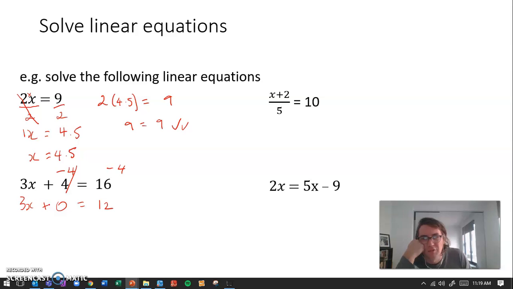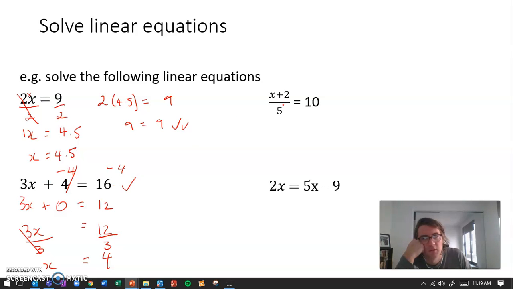3x plus 0 is just 3x, so I don't need to worry about the 0 anymore. It's times by 3 there, so the opposite of that is divide by 3. That cancels out and leaves me with x is equal to 4. And you can substitute that in there. 3 times 4 is 12. 12 plus 4 is 16.